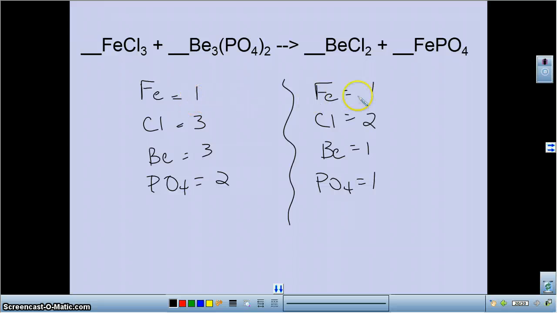So I look at our metals first, and Fe and Fe, we have the right number of those. Beryllium, we don't. So let's start by putting a 3 out in front here on the right-hand side, changing the coefficient for beryllium and also changing the number of chlorine to 6, because remember it's subscript times coefficient. So I look back over here and let's look at chlorine. Chlorine has 3, we have 6 over here, so if I put a 2 in front of the FeCl3, that's going to change the chlorine to 6. That's also going to change the iron to 2. So let's go over here and put a 2 in front of this iron and up that to 2, and that also changes the number of entire phosphates that we have to 2, and it's balanced.